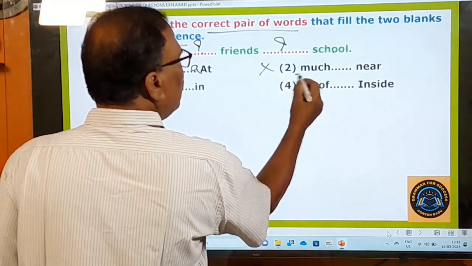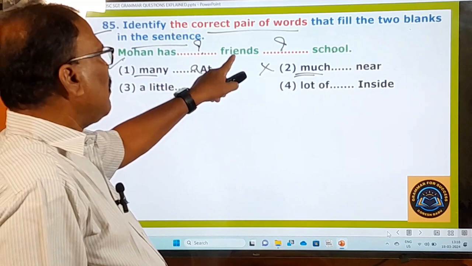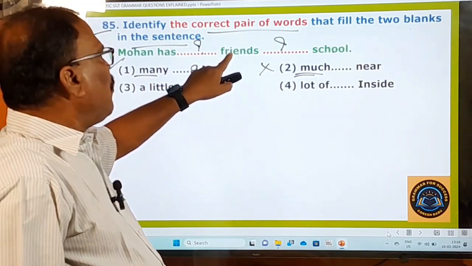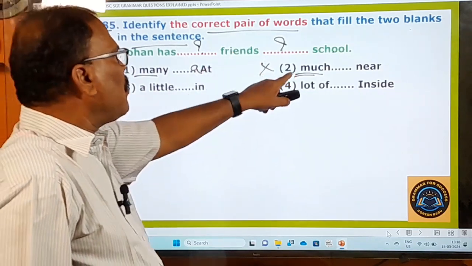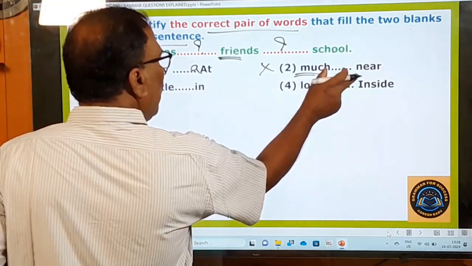Okay, you cannot say that. Much indicates quantity. You cannot use quantity. Friends is a plural noun, so it is not quantity. Much is used to indicate quantity. Therefore, friends is not that quantity. Therefore, this option is wrong.